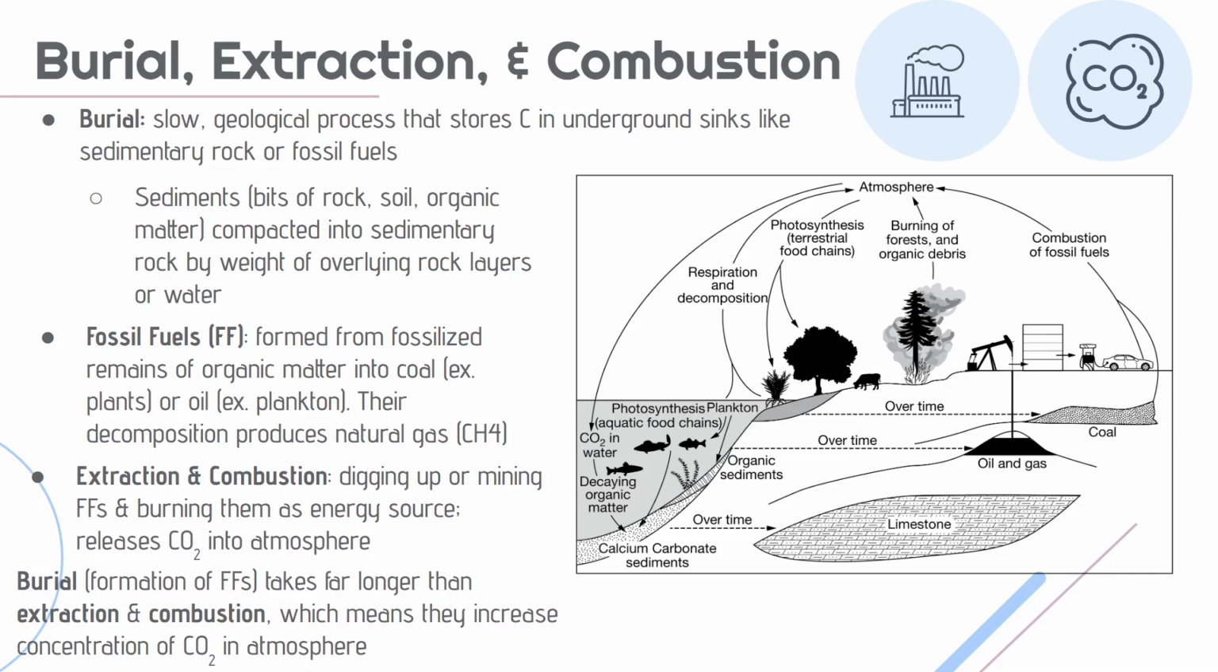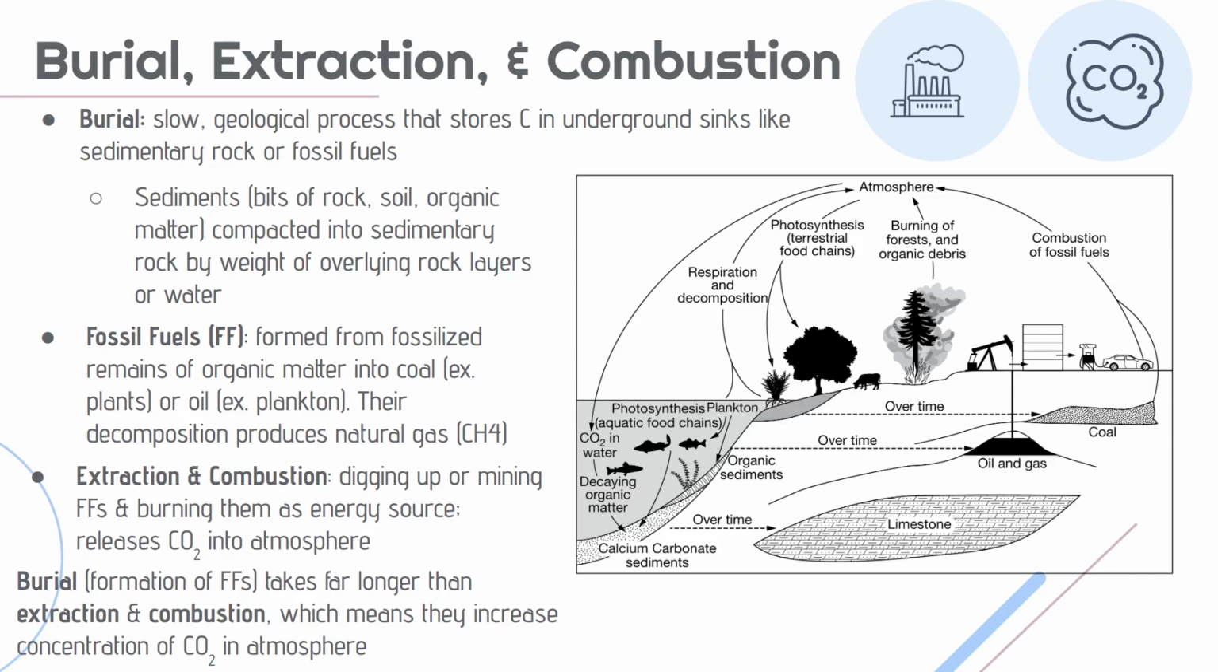If we take a look at the diagram here, we can see again organic matter in the ocean, such as fish or plants, get broken down over time to form organic sediments, and then as those are compressed by the amount of water that's over top of them or by rock layers, they form fossil fuels such as oil and natural gas. Extraction is the digging up through mining of those fossil fuels and then burning them for energy, which releases CO2 into the atmosphere through combustion.